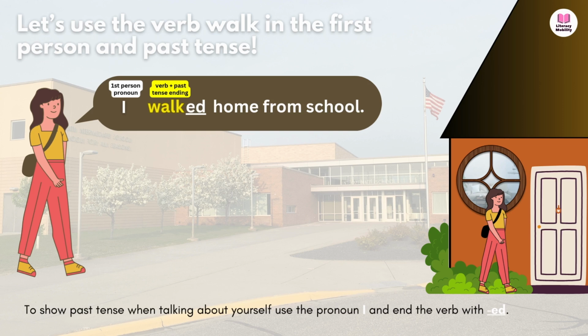Let's use the verb walk in the first person and past tense. I walked home from school. To show past tense when talking about yourself, use the pronoun I and end the verb with ed.